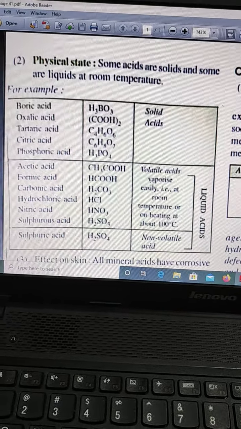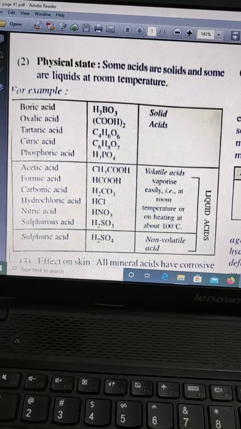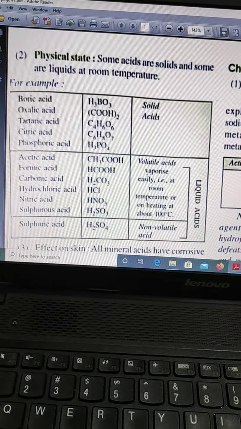Hello students. In our last class we discussed the preparation of acids and we have seen different methods.